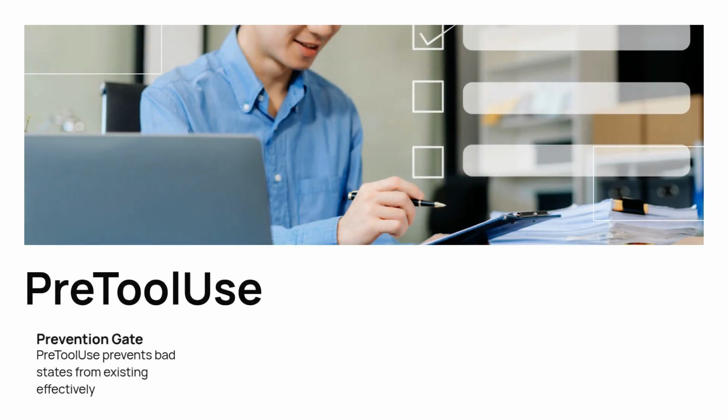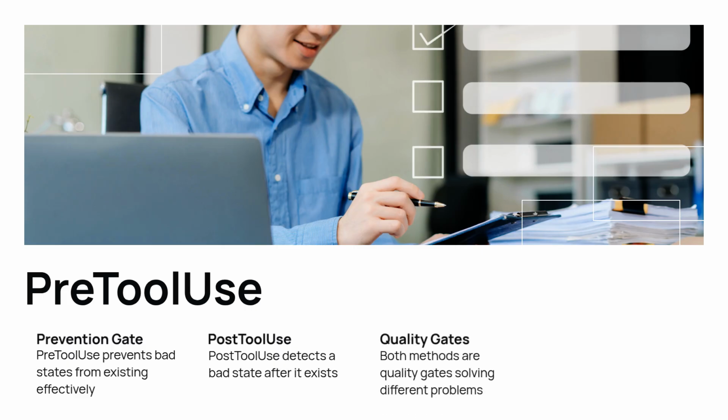The rule from this lesson: PreToolUse prevents a bad state from existing. PostToolUse detects a bad state after it exists. Both are quality gates. They solve different problems. A brief that reaches a CPO without a BATNA is a bad state that cannot be corrected after the fact.